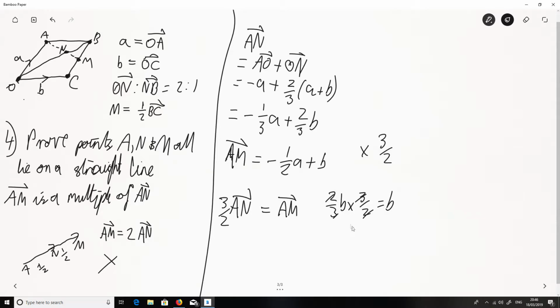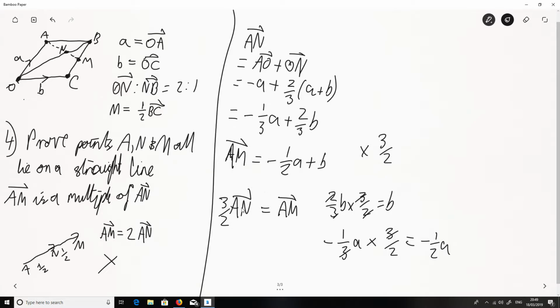And now we want to try it for A. So minus 1/3 A times 3/2. Our 3's cancel out here, so that leaves us with just the minus 1/2 A. And that's what we've got here. So our trial factor of 3/2 has worked, and so AN is just 3/2 times AM. So we've shown that 3/2 AN equals AM.